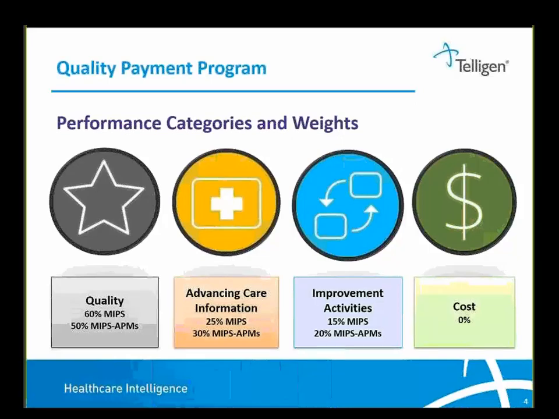You will see the weight for each category under the category name, both for MIPS-eligible clinicians as well as for those clinicians in a MIPS alternative payment model. Notice that for MIPS APMs, there is some more weight given to the advancing care information and improvement activities categories, with less for quality. Again, cost is not factored in for 2017 for either of those participating in MIPS or MIPS APMs. Today, we're going to focus on both the improvement activities and cost categories, and as I just mentioned, since cost is not a factor, we do want to give you some background for the future.